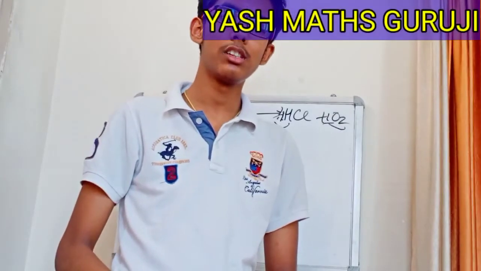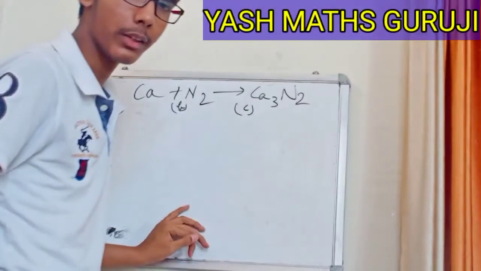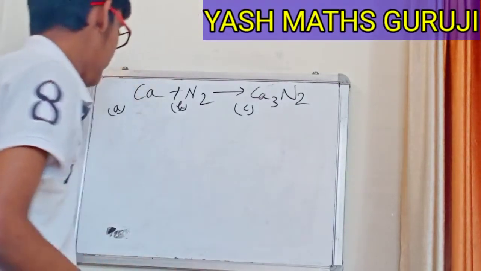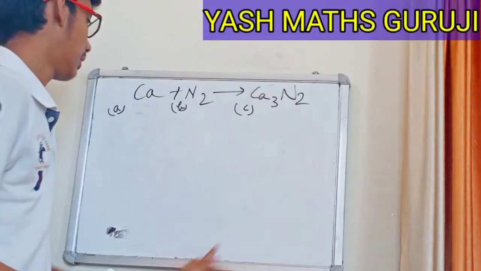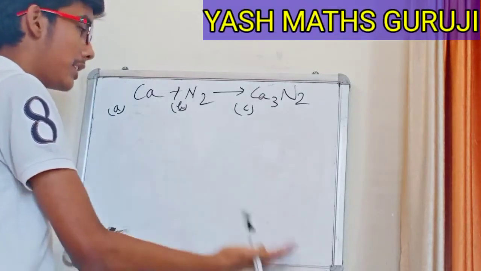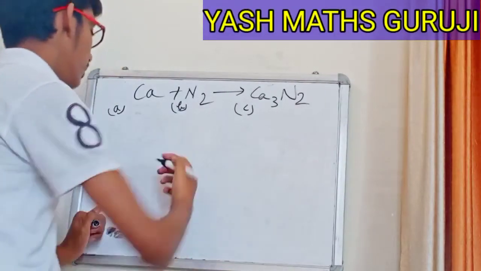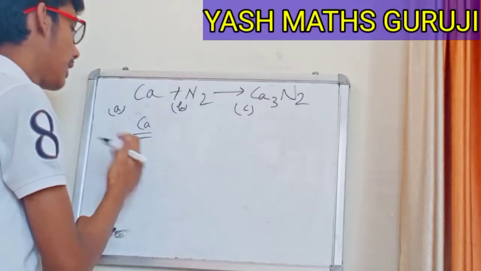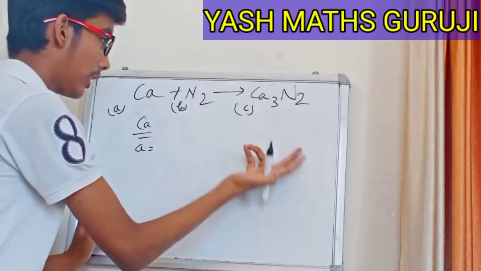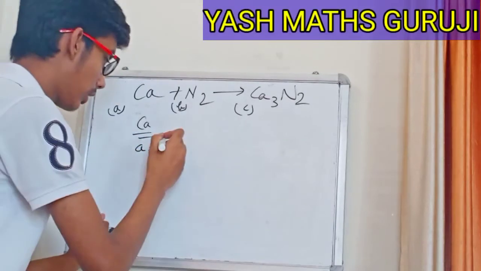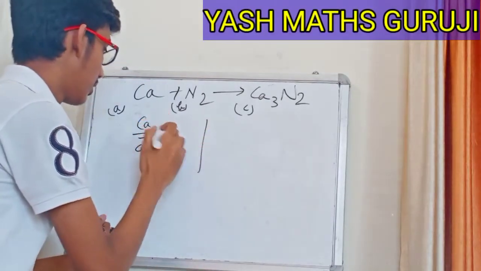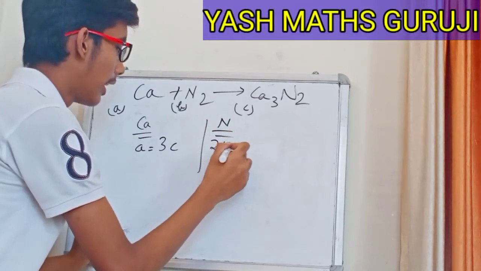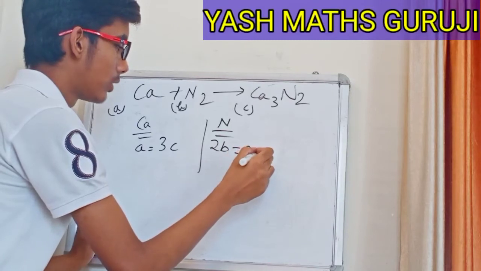Here friends, the third question is here, Ca plus N2 gives rise to Ca3N2. In this case we have also put all the values A, B, C in order, so let's start. In the left hand side, how many Ca are you seeing? Ca is 1, so A, and on the right hand side Ca is 3, so 3C. Okay, and on the left hand side N is 2, 2B, and on the right hand side it is 2C.